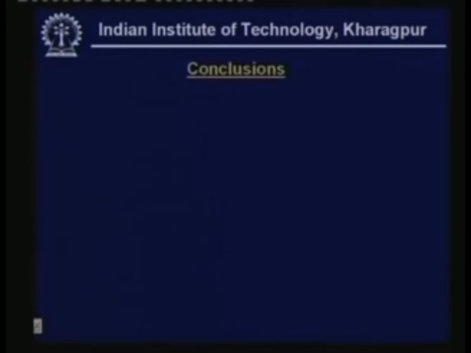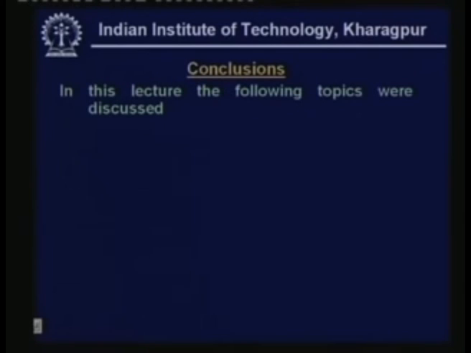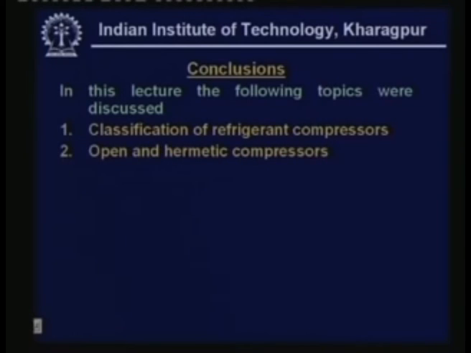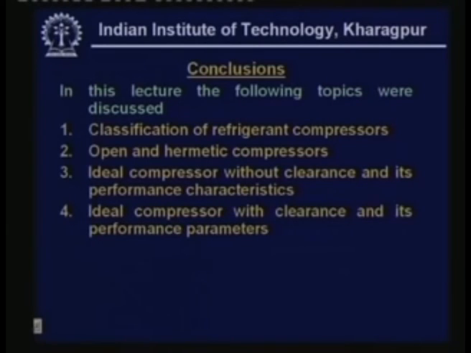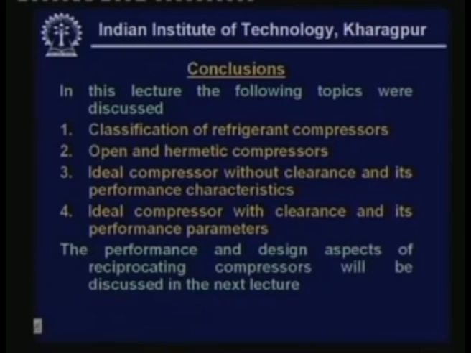So let me quickly sum up what we have discussed in this lesson. In this lecture the following topics were discussed: classification of refrigerant compressors, open and hermetic compressors, ideal compressor without clearance and its performance characteristics, and ideal compressor with clearance and its performance characteristics. The performance and design aspects of reciprocating compressors will be discussed in the next lecture.